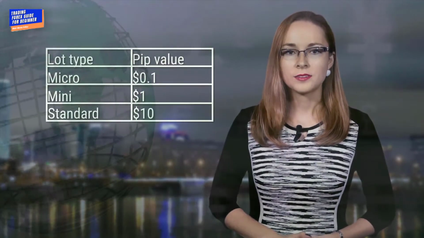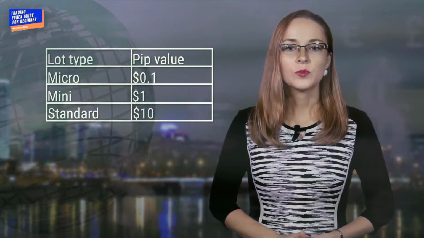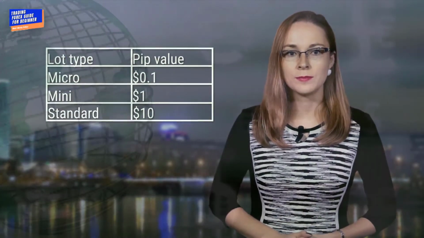Step 3. Now you determine position size based on account risk and trade risk. Remember that there are different lot sizes. A 1,000 lot or micro lot is worth $0.1 per pip movement. A 10,000 lot or mini lot is worth $1, and a 100,000 lot or standard lot is worth $10 per pip movement.